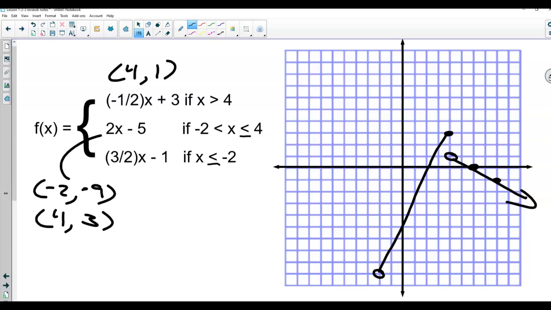The last one, I'm going to plug negative 2 in, 3 halves times negative 2 is negative 3. Negative 3 minus 1 is negative 4. So negative 2, negative 4, negative 2, 1, 2, 3, 4, closed dot. And my slope is positive and I'm going to the left. We've got to understand a positive slope, okay, is up and to the right or down and to the left. Since I'm going left, down 1, 2, 3, left 2. Down 1, 2, 3, left 2. And that's our line. That's what our graph should look like.